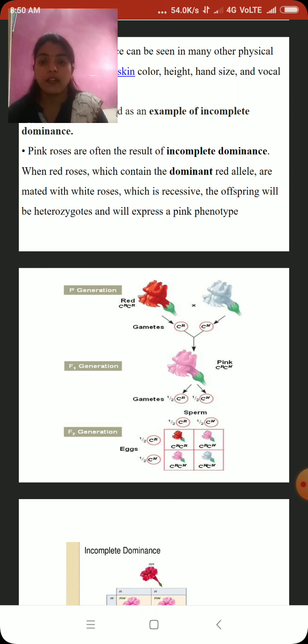The next example of incomplete dominance is when a red flower having genotype capital R is crossed with a white flower having genotype capital W. Then in the next generation the progeny formed is pink. This pink progeny does not totally resemble the red flower or the white flower. A third type of progeny is formed in the F1 generation.